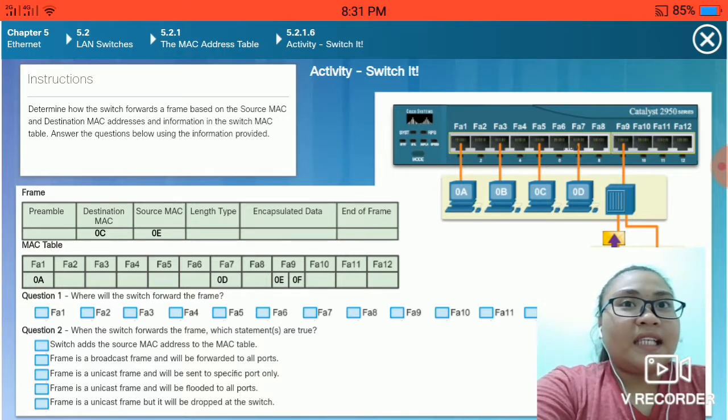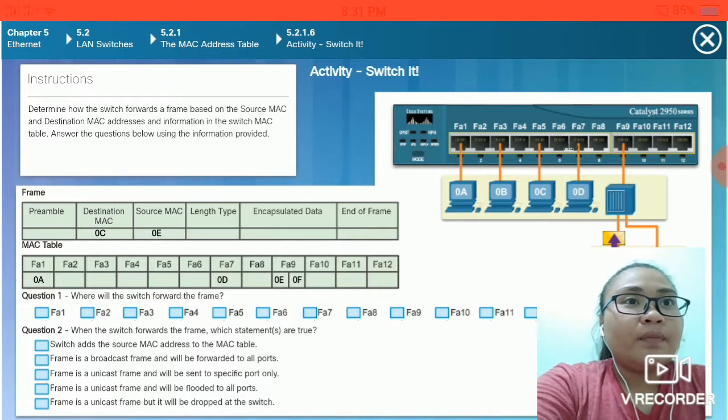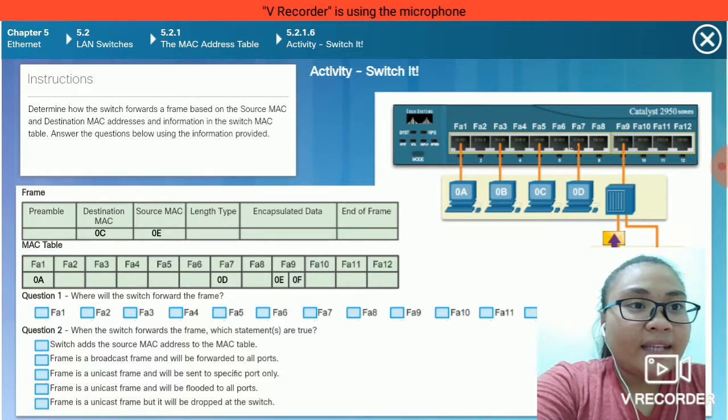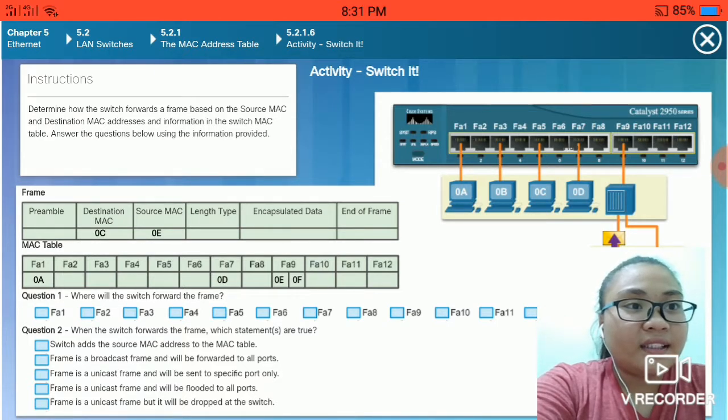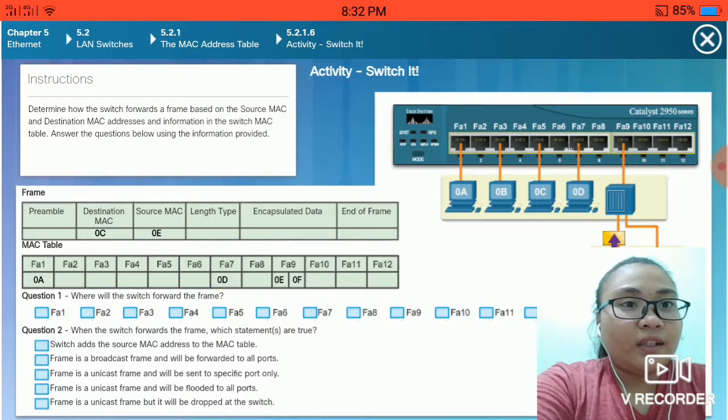This one on the right side is the Cisco Catalyst 2950 series switch, and it has 12 ports, labeled FA1, FA2, FA3, FA4, FA5, FA6, FA7, FA8, FA9, FA10, FA11, and FA12.